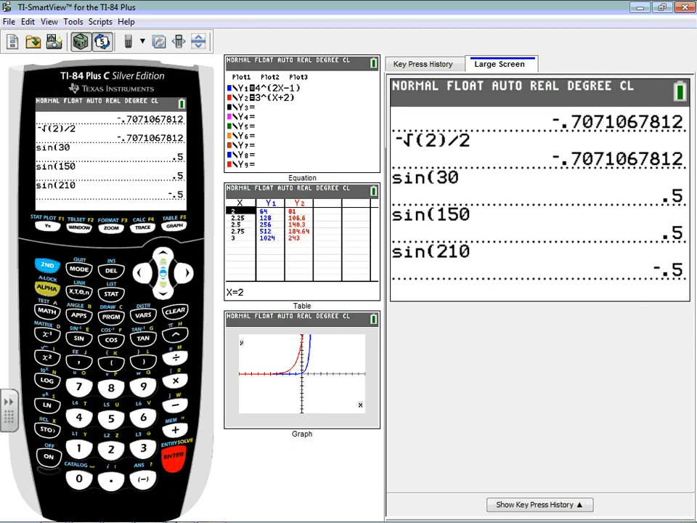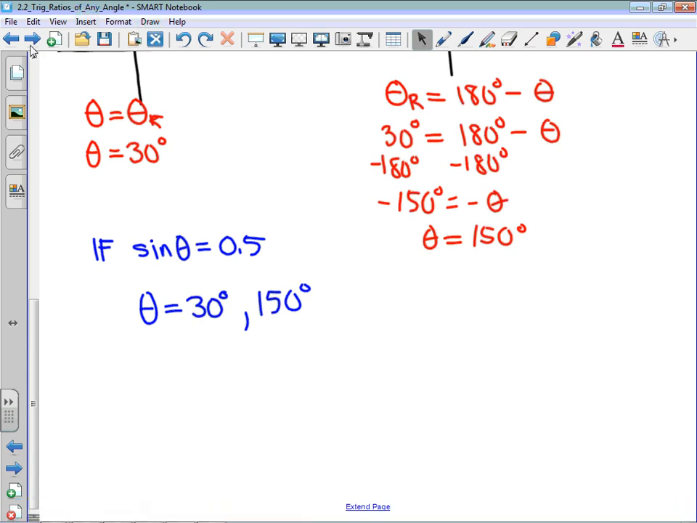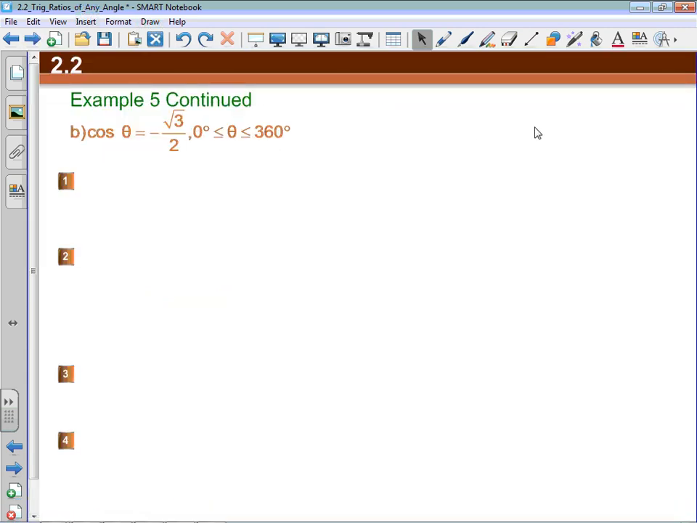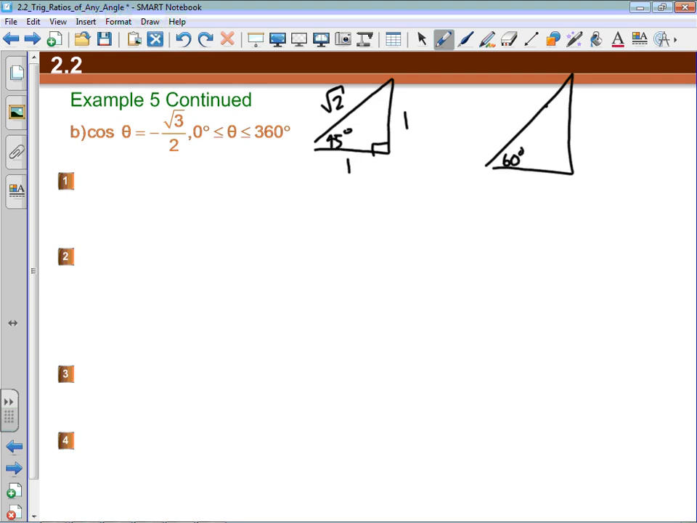All right, we'll do the next one here, which is a little bit of a meaner one. It's cos theta is equal to negative root 3 over 2. We're going to start with the same thing. I know that I don't need this triangle, but it is just a good routine to get into. So my 45-degree triangle is as follows, and then my 60, 30, 90 looks like this.